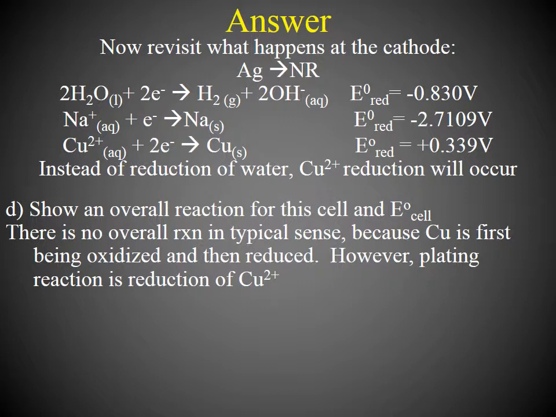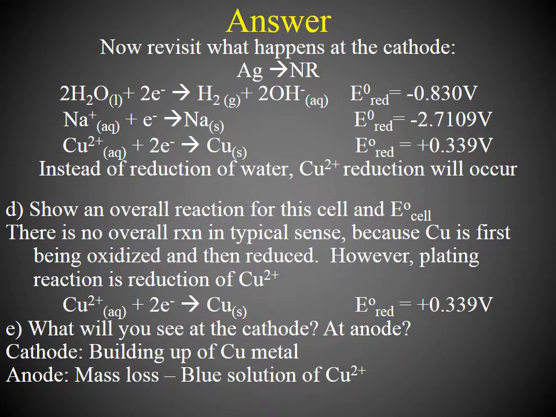However, the plating reaction that is occurring is simply the reduction of copper 2. This is the reaction of the cell. So, what would you see at the cathode, at the anode? Well, at the cathode, there will be a building up of the copper metal. At the anode, there will be a mass loss. And of course you would have a very blue solution of copper 2 right around the anode.